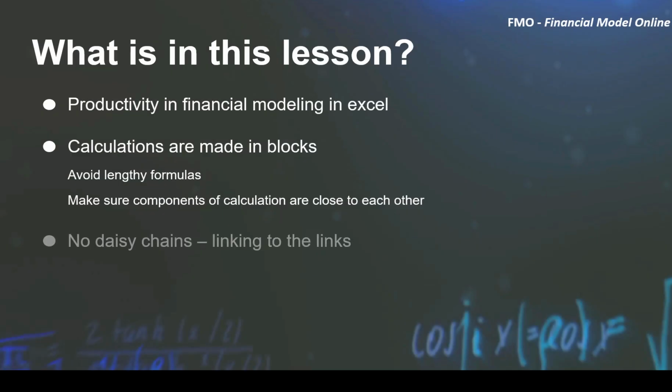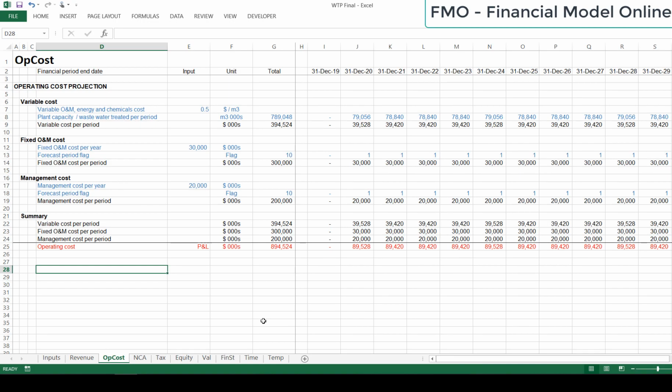Next, we will be avoiding using daisy chains. And really, a daisy chain is when you link to the links. Let me go to our model so I can show you again what daisy chains are and how to avoid them. You create daisy chains when you link to something through the equal sign. So you enter the equal sign, and for example, you want to link to the forecast period flag, you link it to this cell and press enter. And now you have created a daisy chain, and you're linking to a link because this cell is a link itself, it's linking to the timesheet.